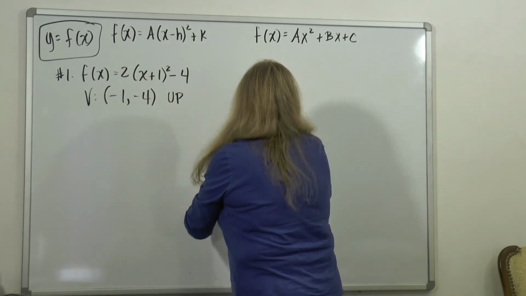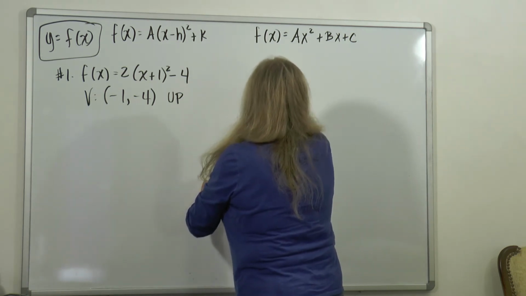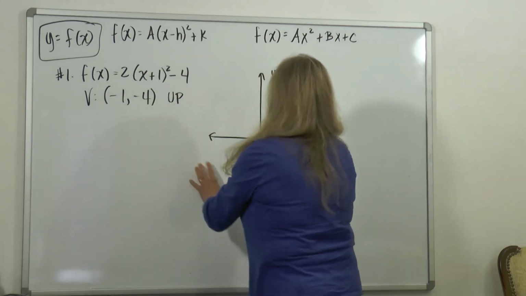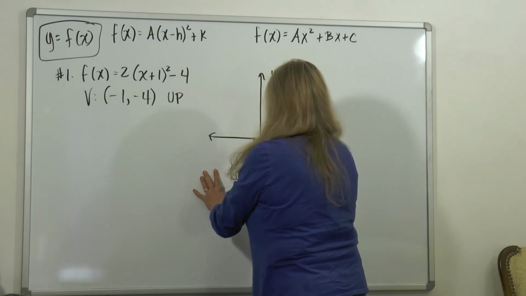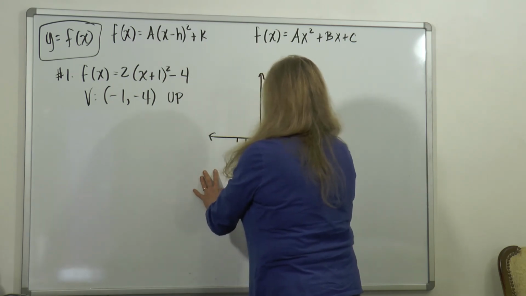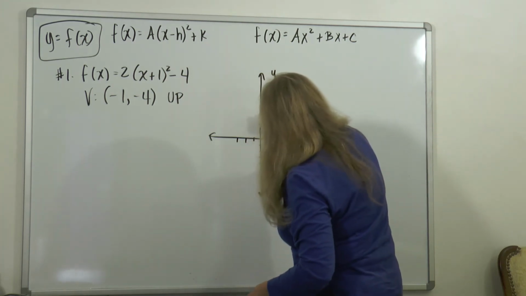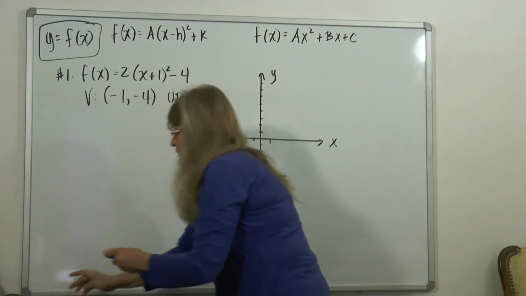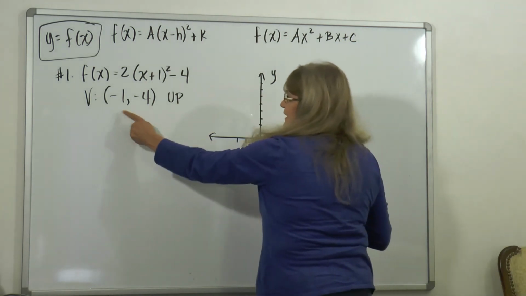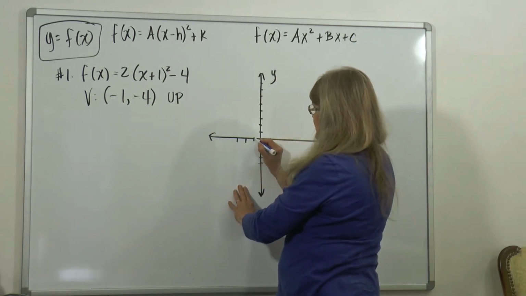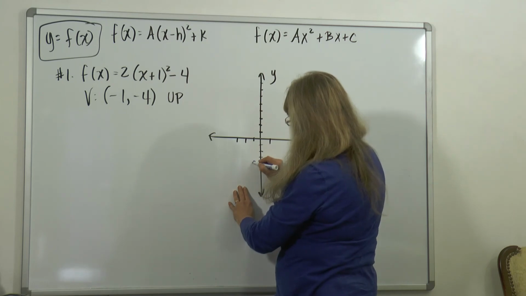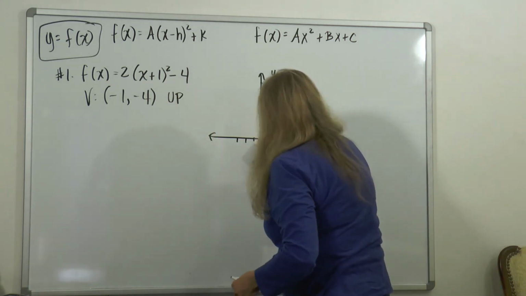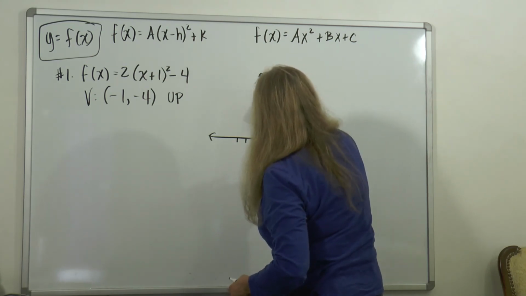Okay, so we do our Cartesian coordinate system. Piece of cake. Okay, so 1, 2, 3, 4. Okay, so I'm going to plot my vertex, -1, -4, so from the origin, -1 in the x direction, -4 in the y direction. And then I put my little axis of symmetry, cutting right through that vertex point.